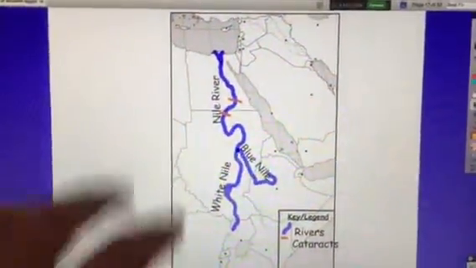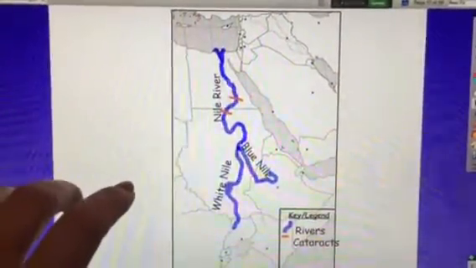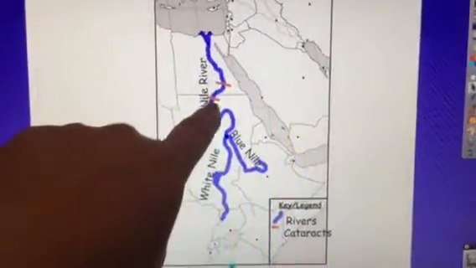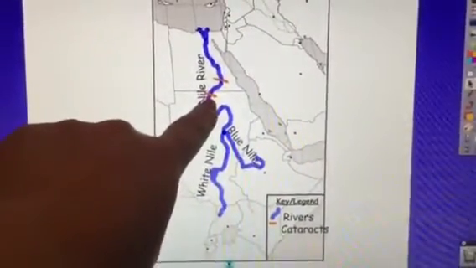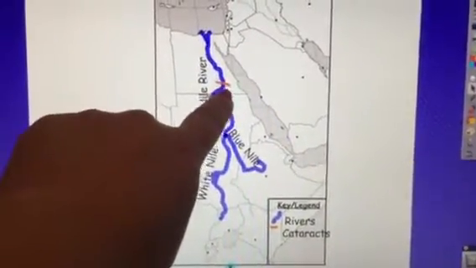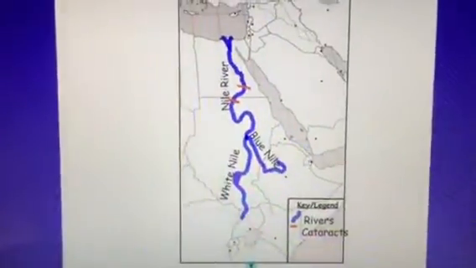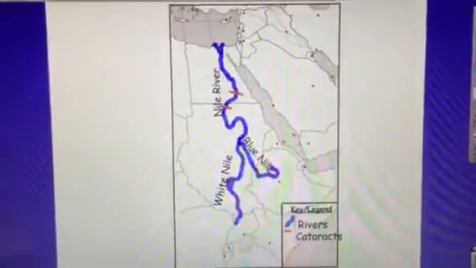Okay, so on your map, just do this in a ballpark range. Cataracts are here and here in the Nile, so somewhere about there on your map should be fine. Don't stress if it's not perfect.